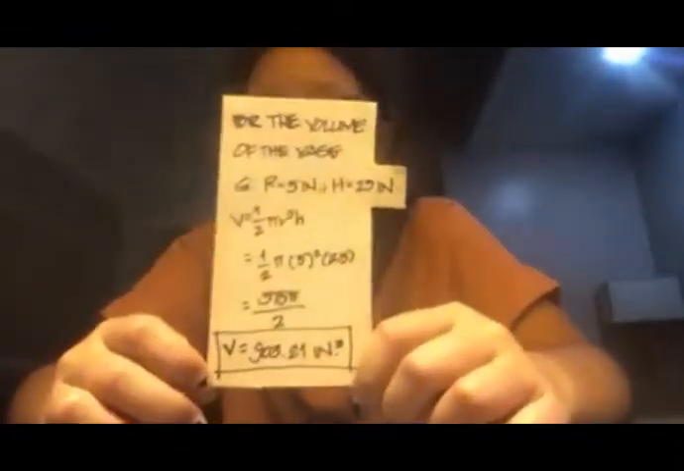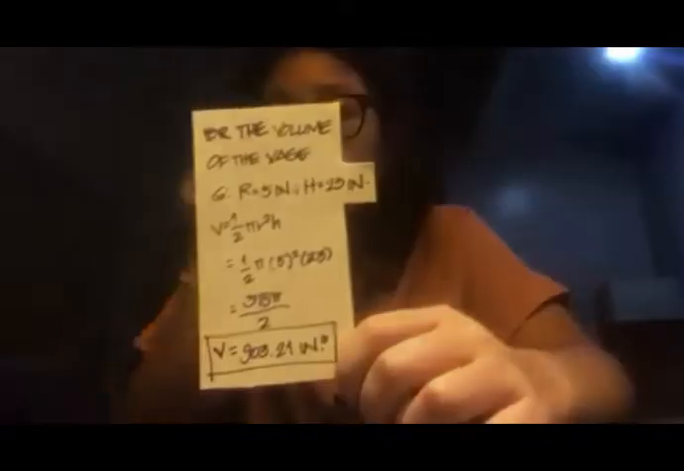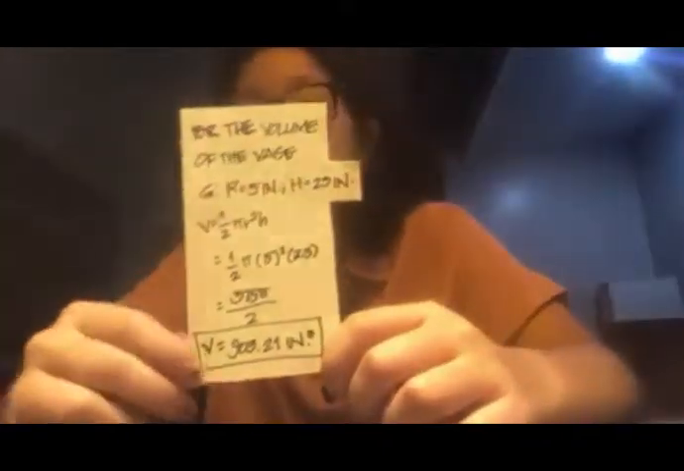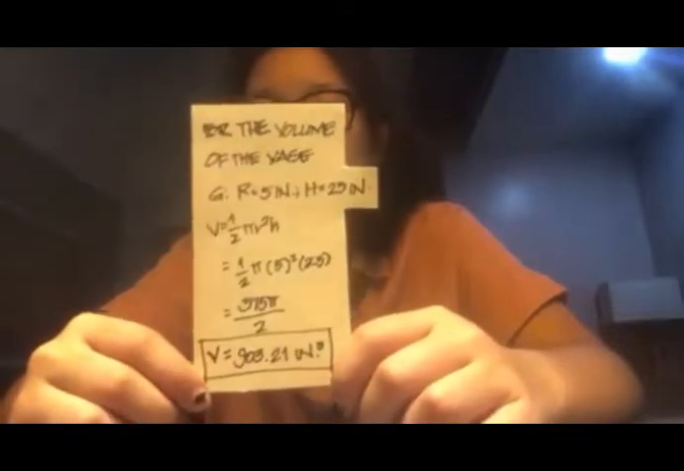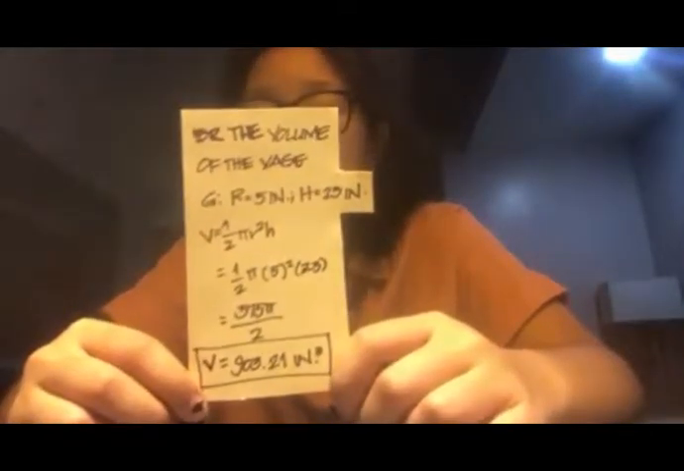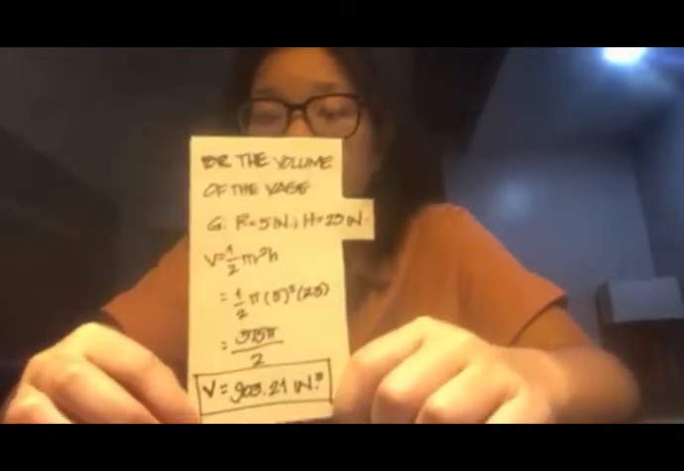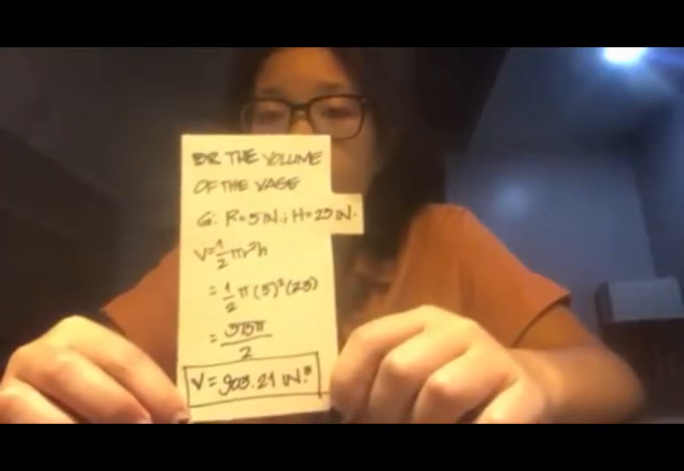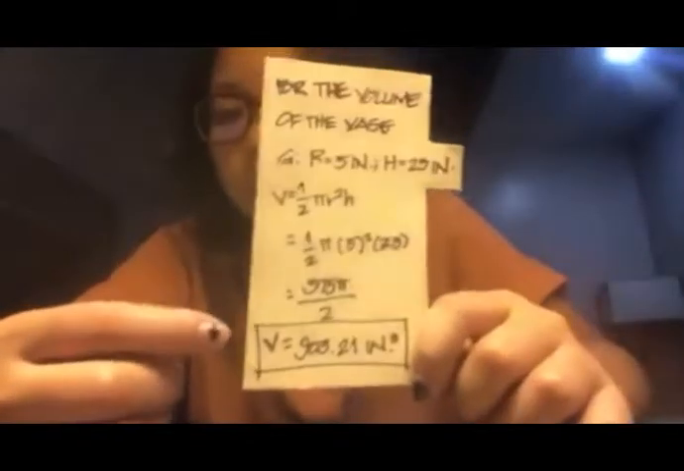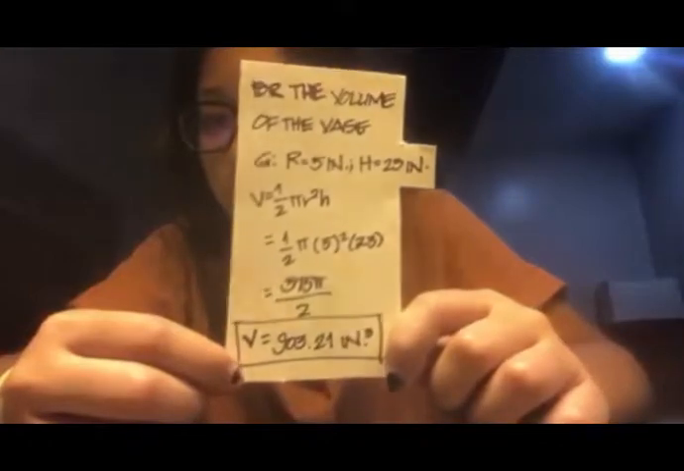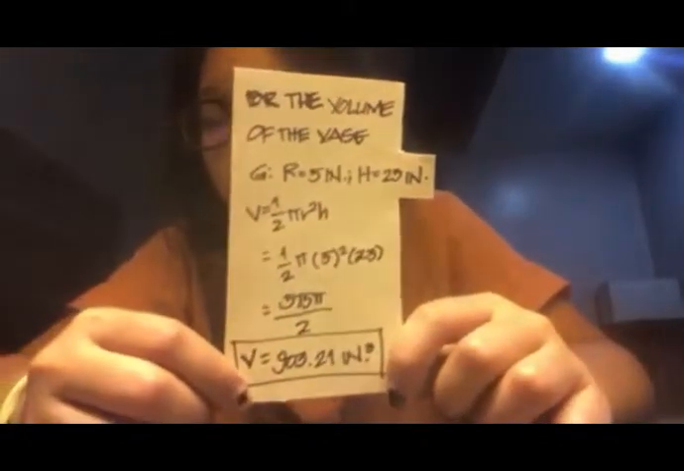First, let's solve for the volume of the vase. For the volume of the vase, we were given a radius of 5 inches and a height of 23 inches. So, in this problem, we just directly substitute the given values and you get 903.21 cubic inches for the volume of the vase.